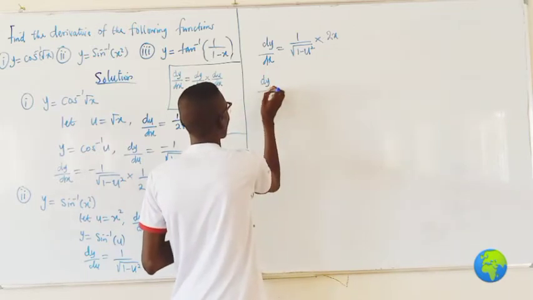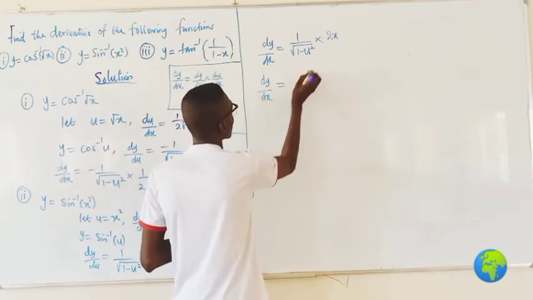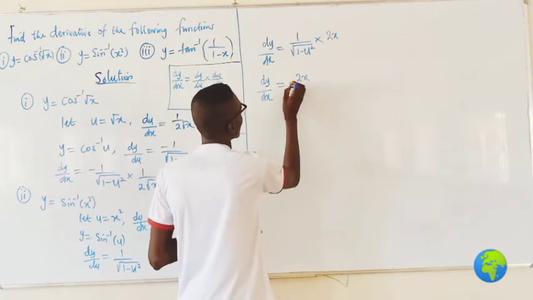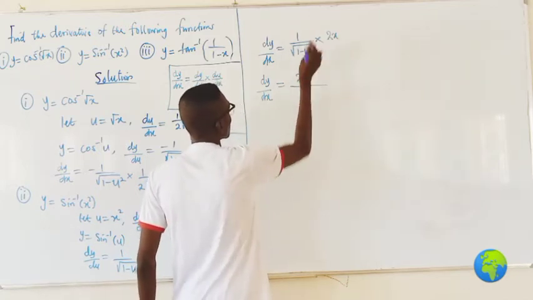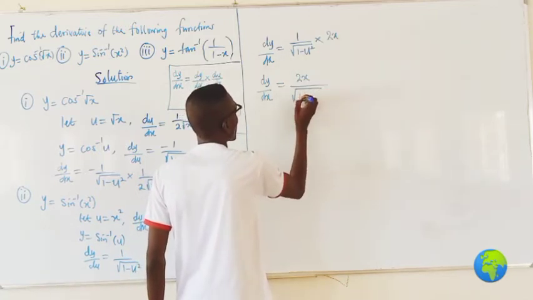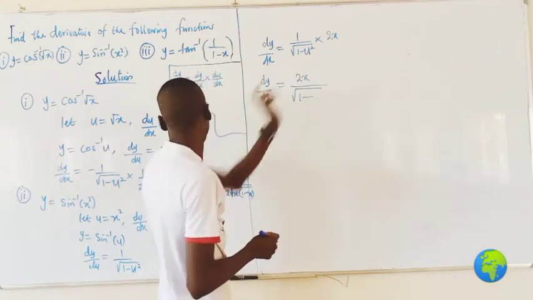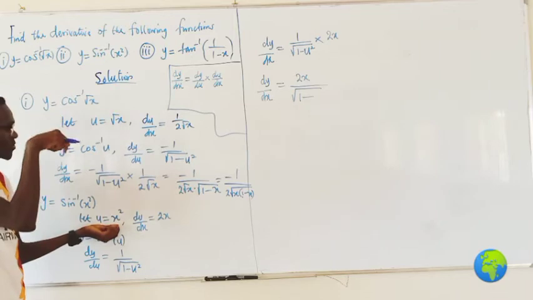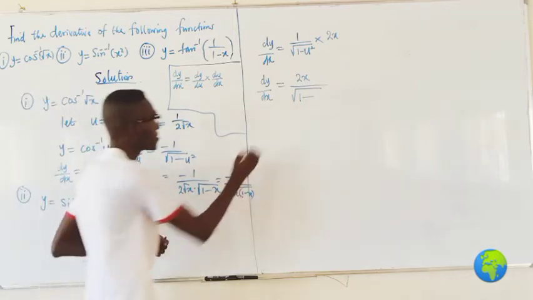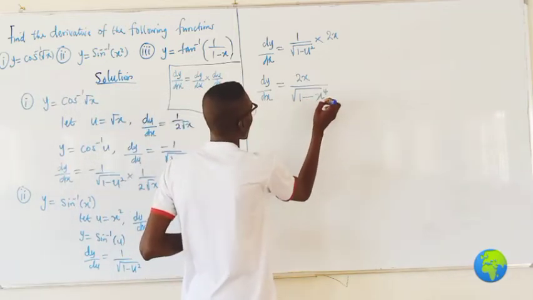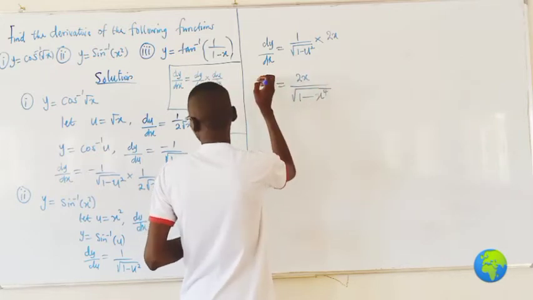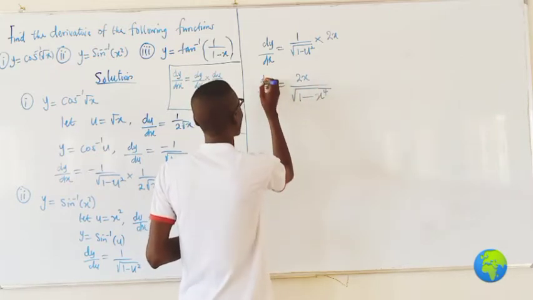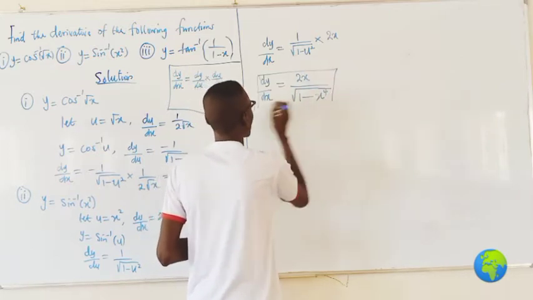Just write this here. dy/dx equals 2x over, if you multiply this, you're going to have the square root of 1 minus, instead of u squared, we said u was what? We said u is x squared. So instead of u squared, we have to get x to the power 4. So this is also the derivative of the second question.